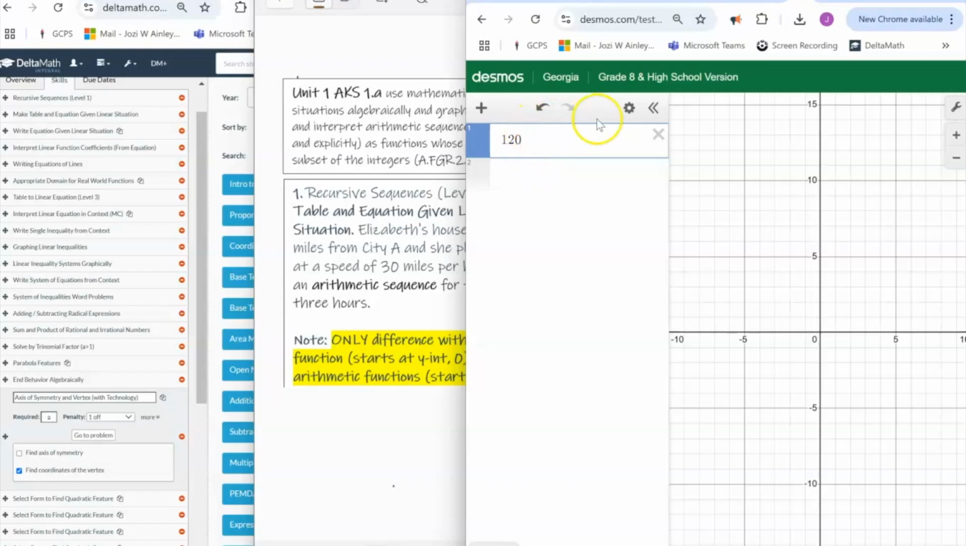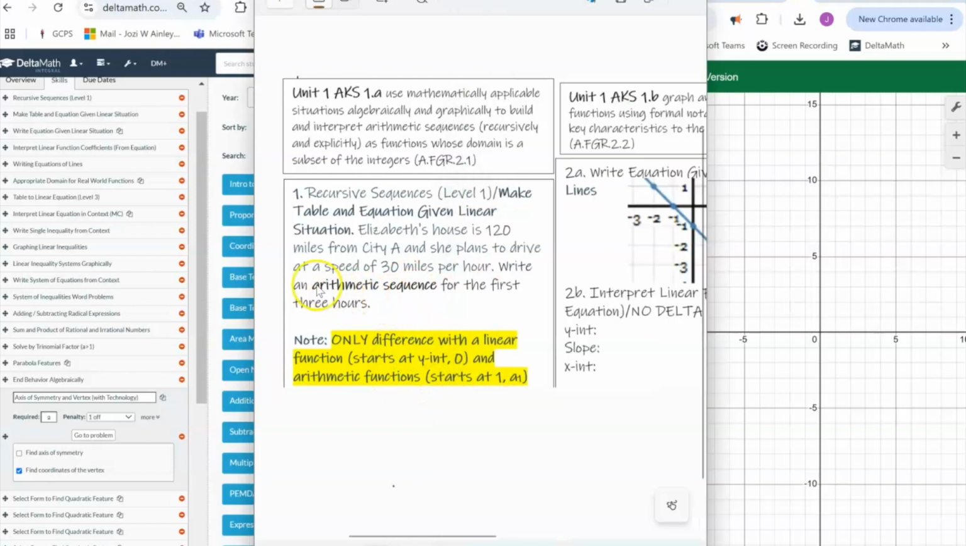Okay. And actually, we're going to do this as a table. So let me make a table real quick. All right. So she would start at 0 is 120. This will be a linear. But this is not a linear equation that we're being asked to do.